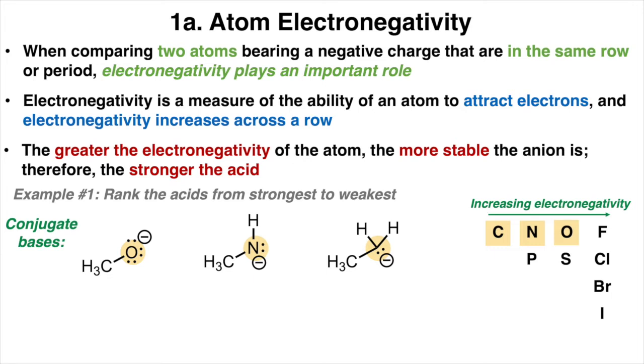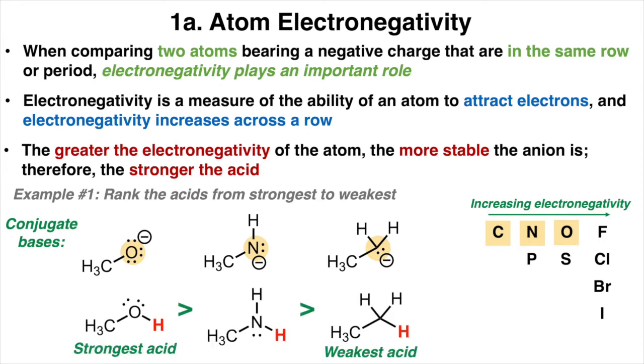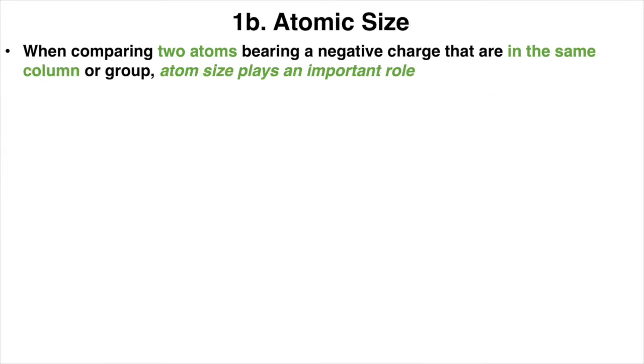That means that the conjugate base with oxygen is the most stable or weakest conjugate base, which means its corresponding acid is strongest. On the other hand, the conjugate base with carbon is the least stable anion or strongest conjugate base, which means its corresponding acid is the weakest. And the conjugate base with nitrogen is in the middle.